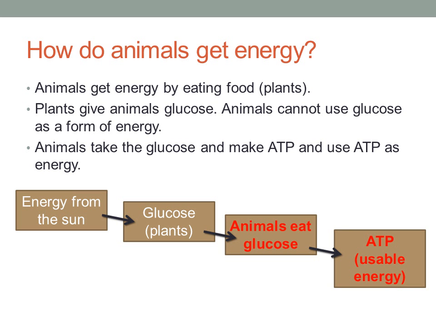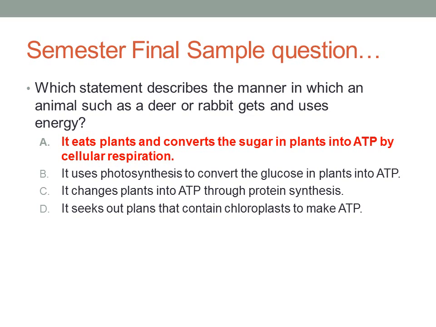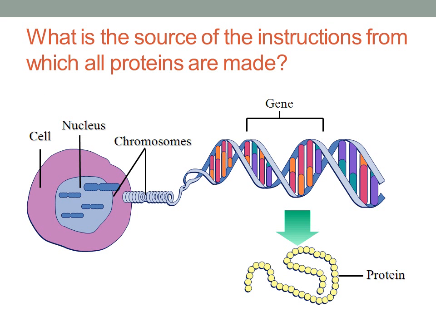So let's revisit the previous slide. So we see that animals, how they obtain glucose is they eat plants and then they change that glucose into ATP, which is a usable form of energy. So the best answer for this one would be A. It eats the plants and converts the glucose or sugar in plants into ATP in a process called cellular respiration.